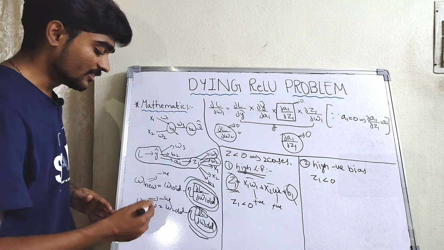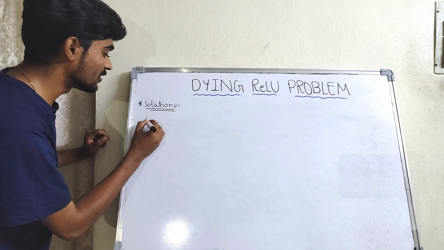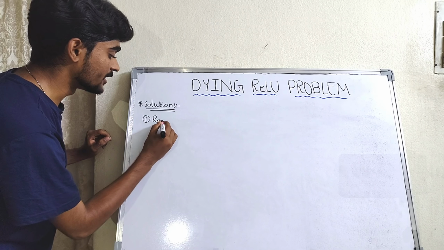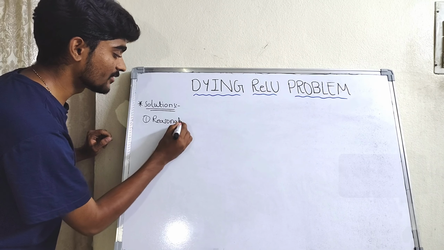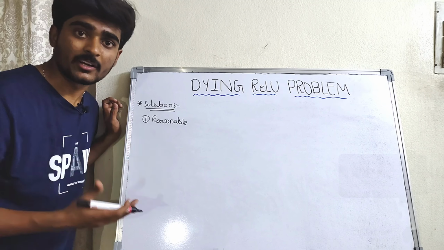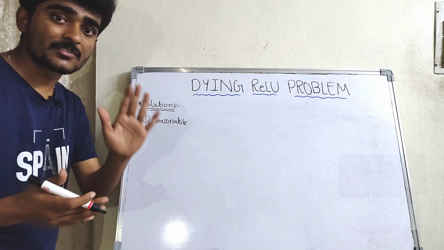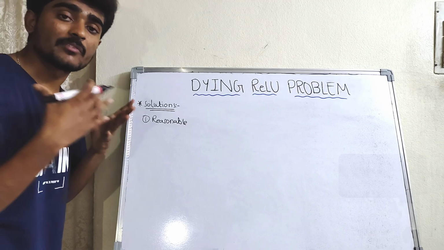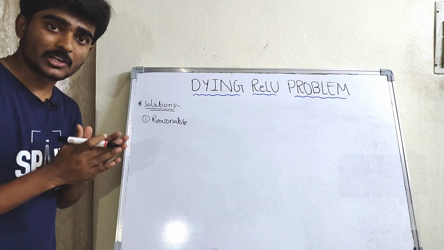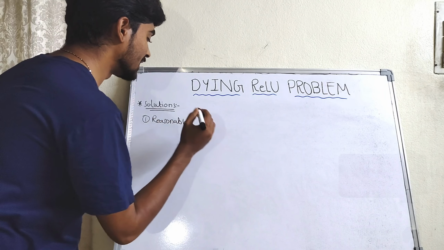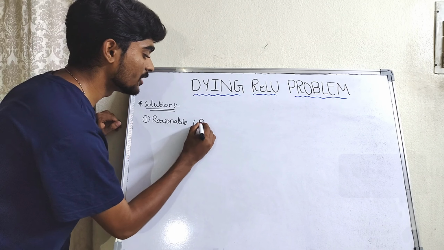Now in the next section of the video, we'll be discussing the possible solutions to avoid this dying ReLU problem. Now, let us discuss all the possible solutions to overcome this dying ReLU problem. Among them, the first is a reasonable learning rate. In cases where we have set the learning rate too high, we have seen that the weights values get negative, and when weights values are negative, then the Z value is negative. So that is why we need to set a reasonable learning rate.